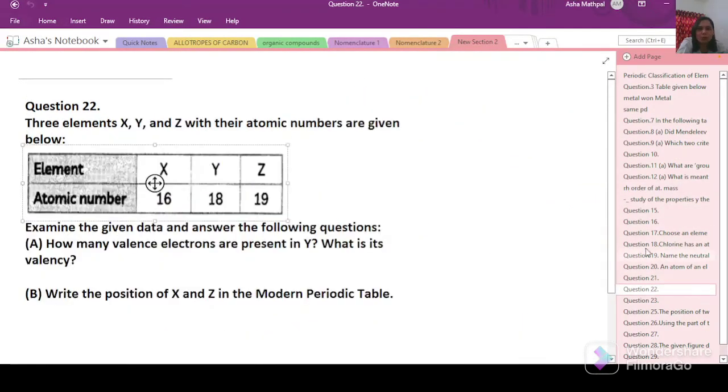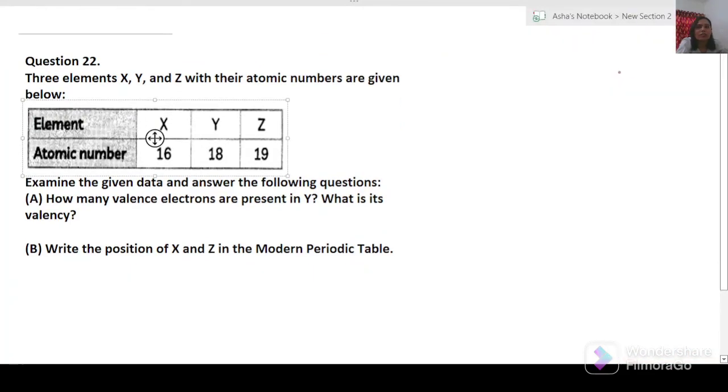Question number 22. There are 3 elements X, Y and Z with their atomic numbers 16, 18 and 19. Examine the given data and answer the following questions. How many valence electrons are there in Y? Y has electronic configuration 2, 8, 8. So 8 is the valence electron.